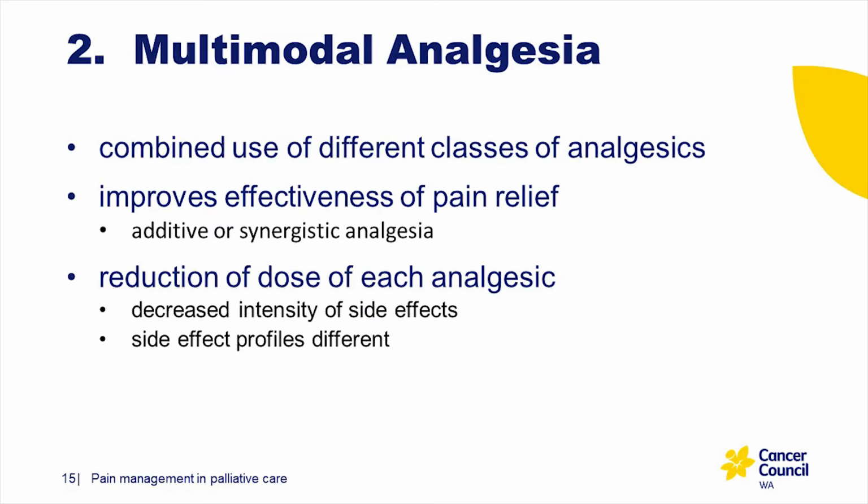And this is done because we know that by using different medications that work in different ways, we can get much more effective pain relief. Often it is more than just additive, and we actually get a synergistic effect and a much better pain relief for the patient by using different drugs. It is also generally much safer because we can use a lower dose of each medication and therefore have fewer side effects. And that's particularly pertinent to opioids.